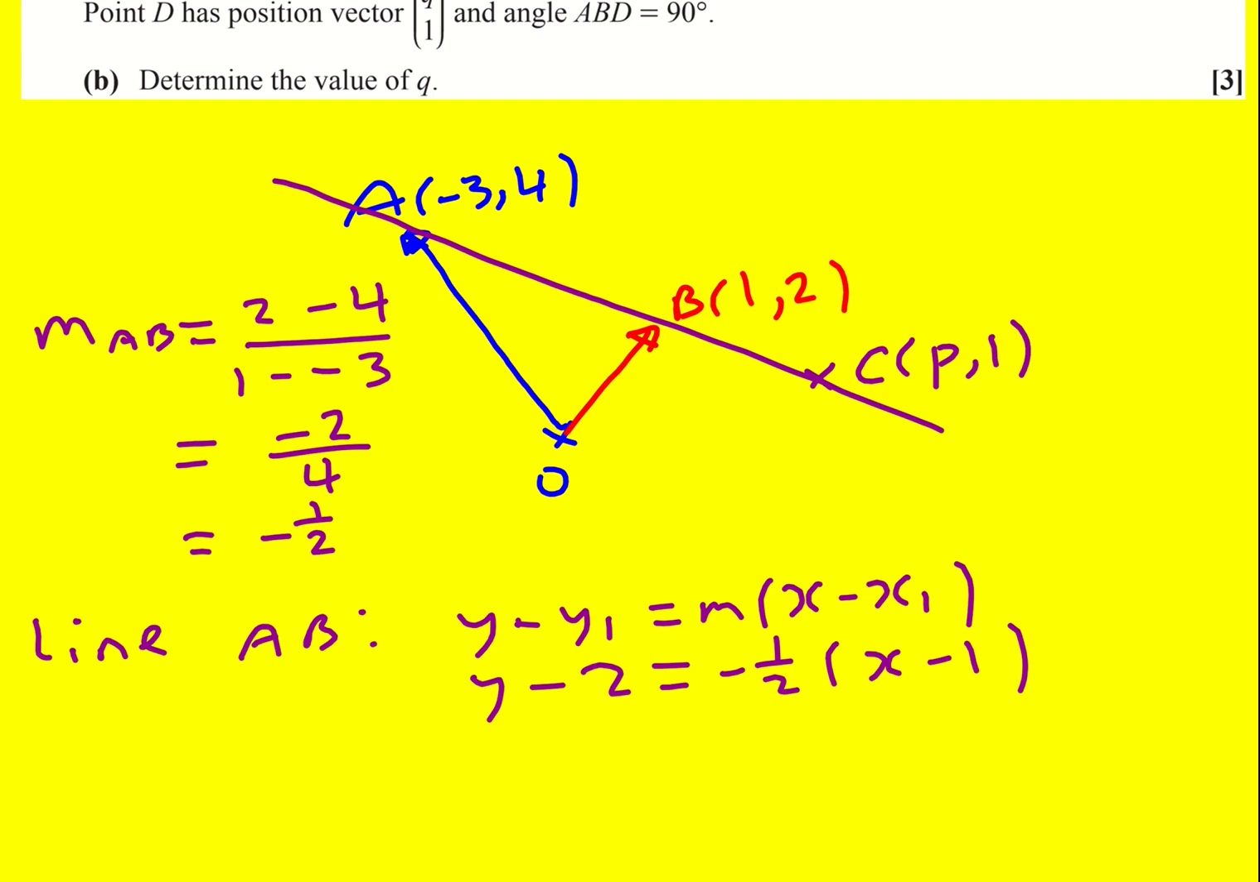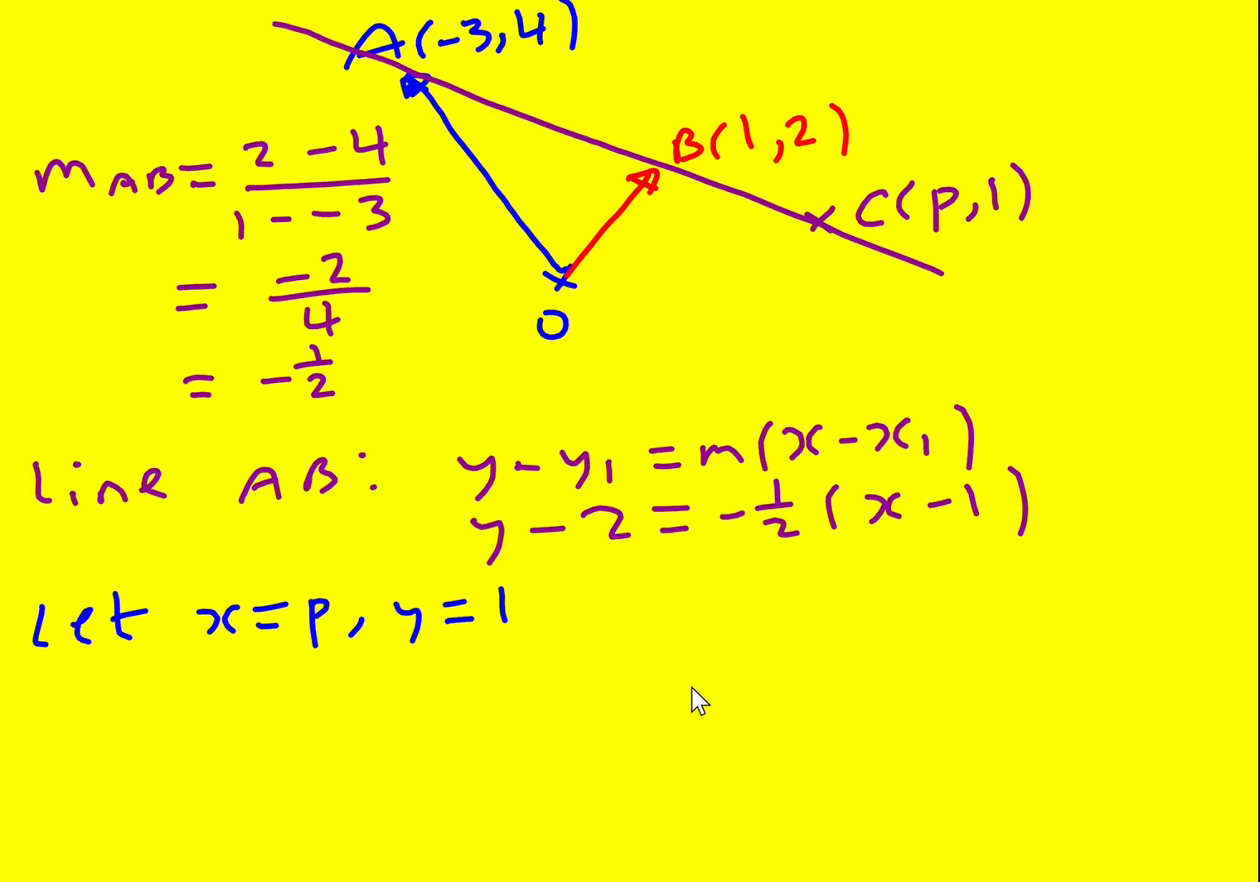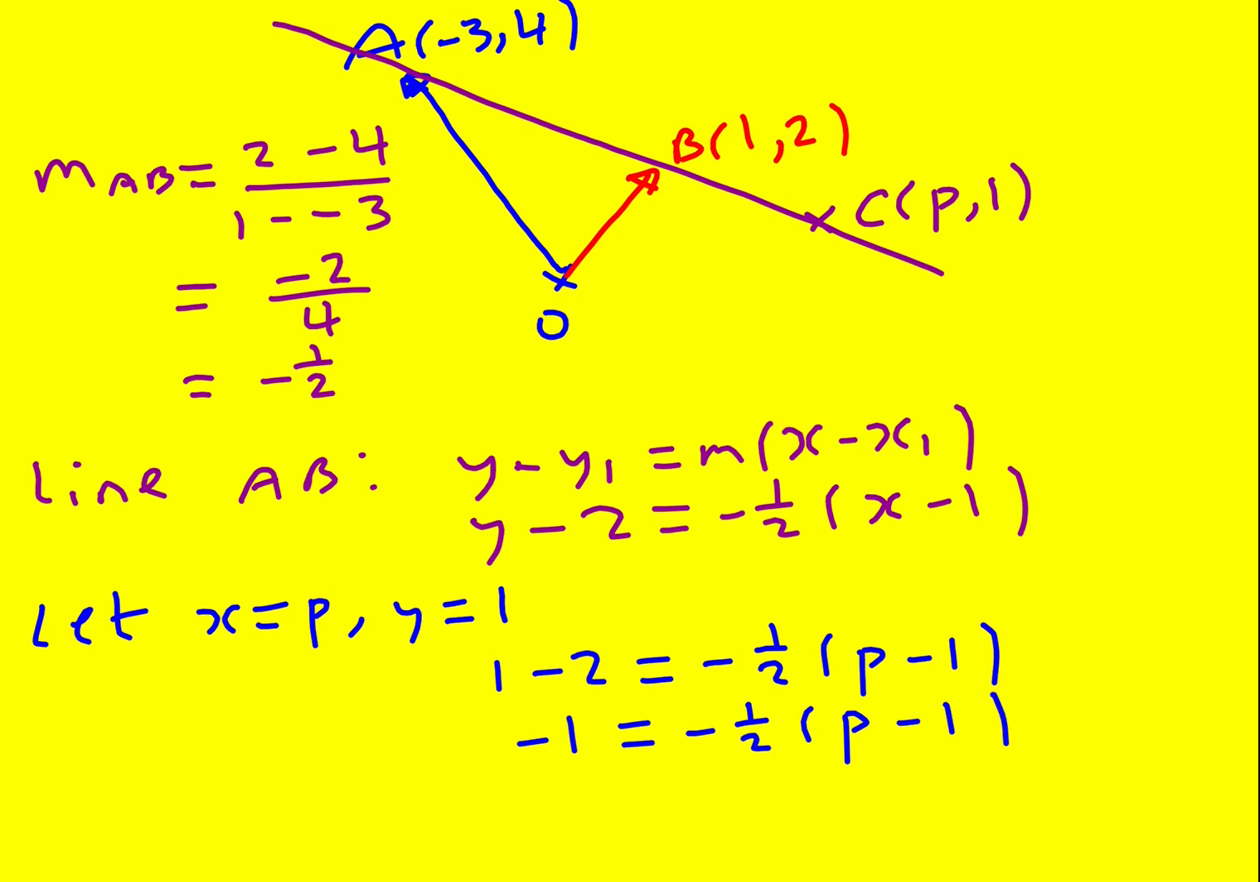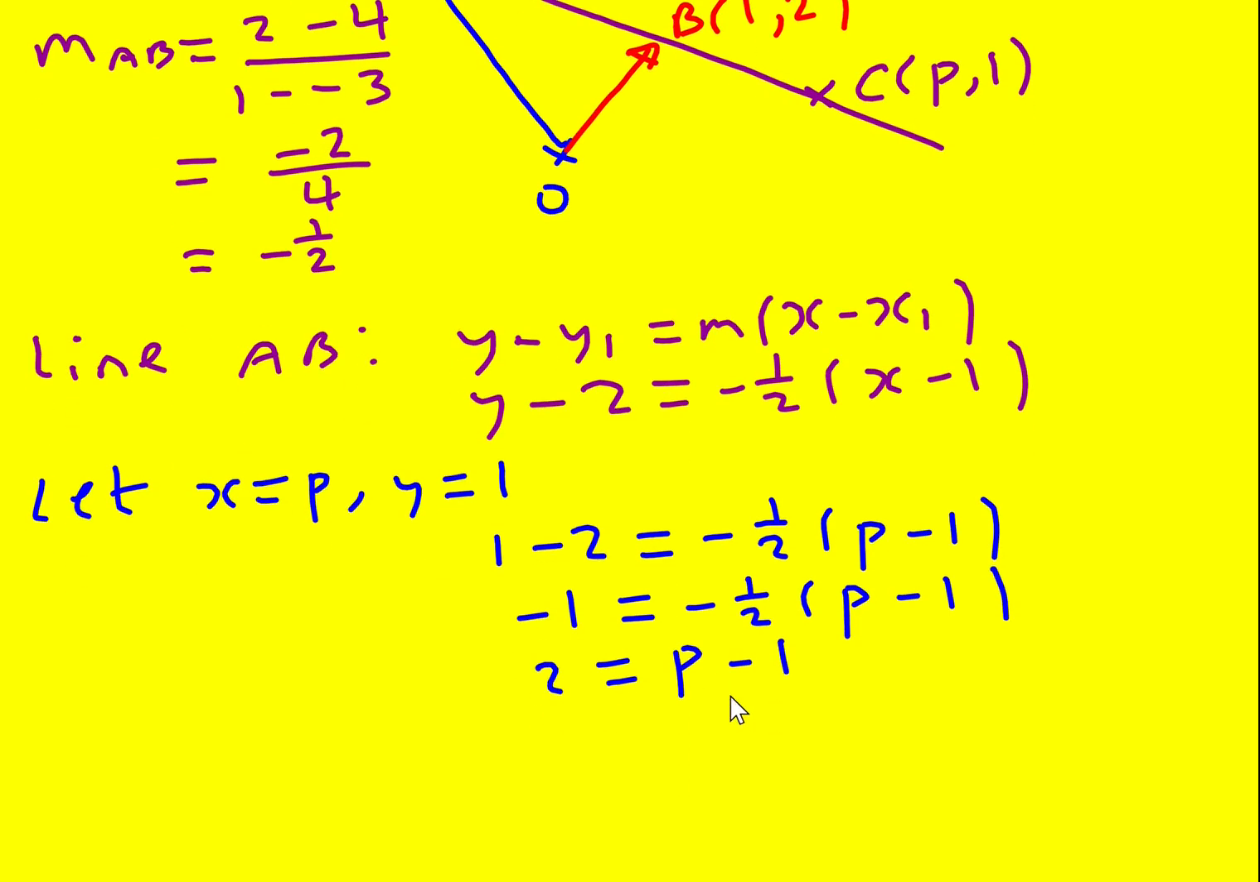So now I'm going to let x equal p and y equal 1, and I can substitute these in. 1 minus 2 is equal to minus a half (p minus 1). That's going to give me minus 1 is equal to minus a half (p minus 1). I'm now going to multiply through by minus 2, or equivalently divide through by minus a half. That will give me 2 is equal to p minus 1. So finally, p is equal to 3. Okay, not too bad.